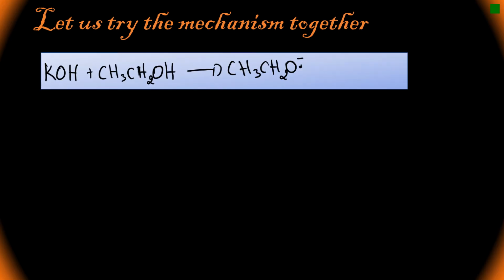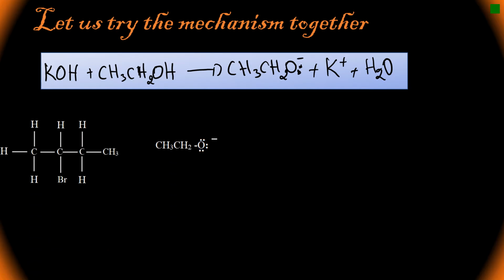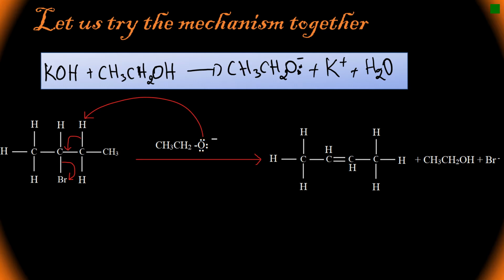Let us try the mechanism together. First of all, potassium hydroxide reacts with ethanol to give potassium ethoxide and water. Ethoxide is a strong base. It subtracts one of the hydrogens from beta position of the molecule. Because we have two beta carbons, it will start from one of them, and here the electrons of the bond are repelled to form a pi bond between the two neighboring carbons, which will repel the electrons of the bond between carbon and bromine, and this produces an alkene and bromide ion.